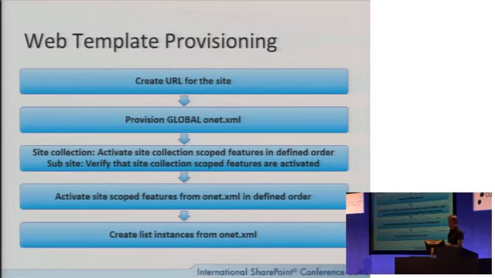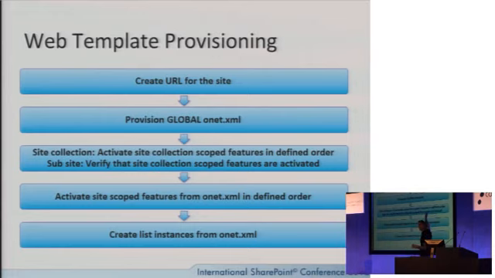The next step is if you're creating a site collection, your site collection scoped features, in the order in which they are defined in the ONET.xml, will be activated. If you're creating a subsite, SharePoint will verify that all the site collection scoped features specified in your ONET.xml are already activated on the site collection. If they are not, SharePoint will throw an error and will not create your site. So be aware of this. We had this problem in our solution.